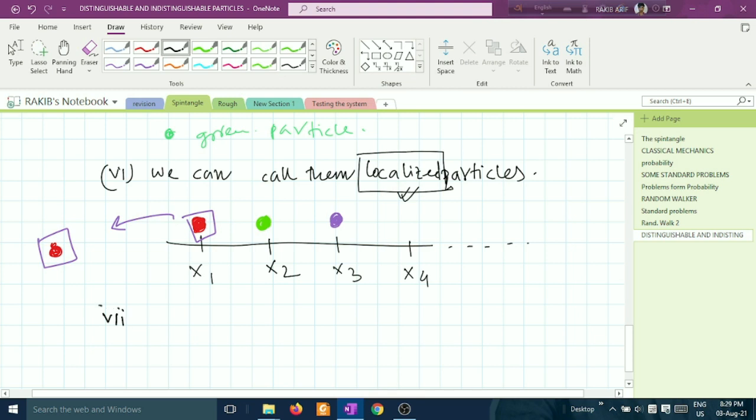Now the property 7. What is the 7th property and the last property? This one, I think so. And all other properties are relevant to each other. These are the basic properties for a 2 particle system.